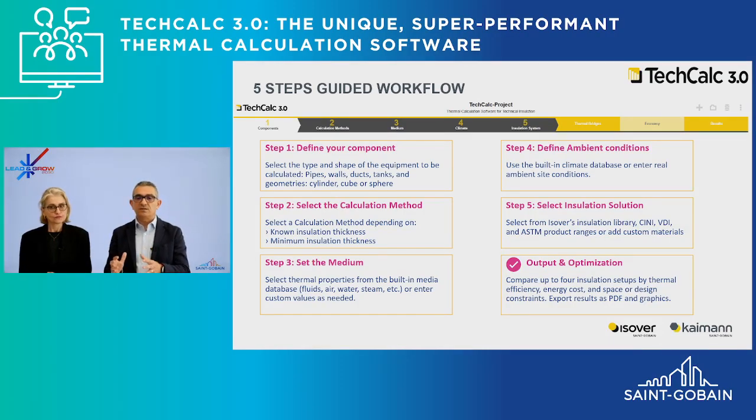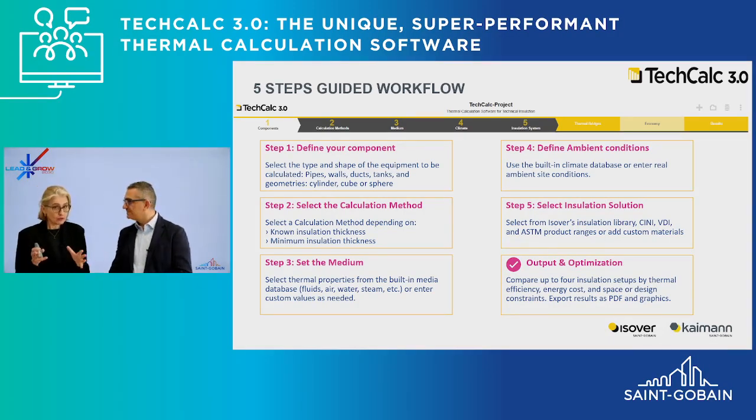And the final part is the output screen of results. It's possible to compare up to 4 insulation setups with thermal efficiency, heat losses, energy cost, savings, CO2 emissions, or the space, depending on what you have to calculate. It's possible to export results as different PDFs and reports, a component report, a full report of all the projects, and of course you can take some graphics from TechCal.